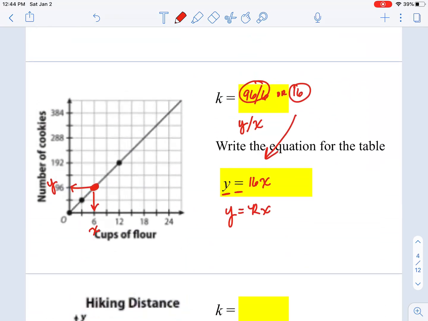Now, when you come to school this week, we're going to go back and work on our two-step equations. That's why I wanted to practice on the one-steps.